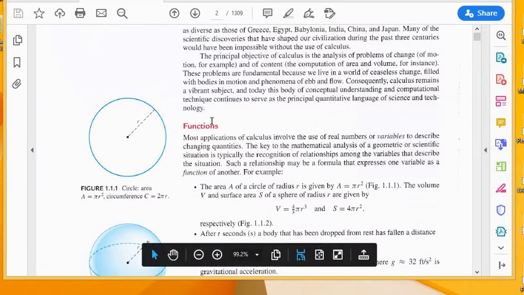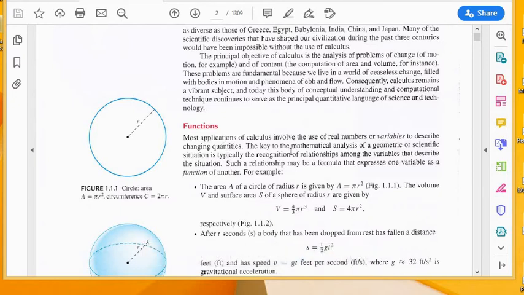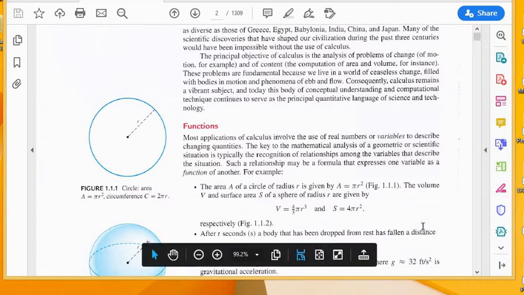So the first thing, okay, let's start from here: most applications of calculus involve the use of real numbers or variables to describe changing quantities. The key to the mathematical analysis of a geometric or scientific situation is typically the recognition of a relationship among the variables that describe the situation. Such a relationship may be a formula that expresses one variable as a function of another.